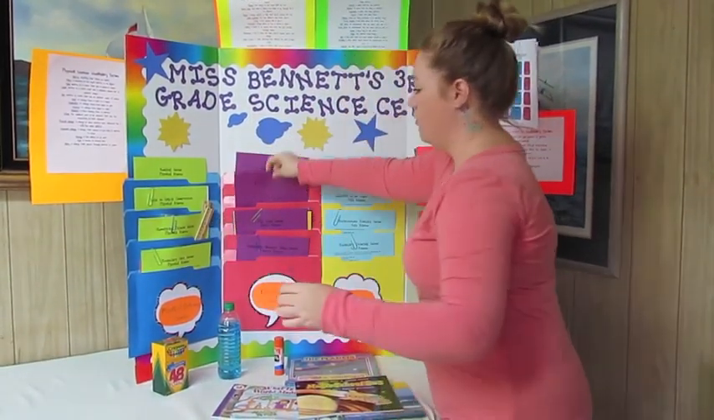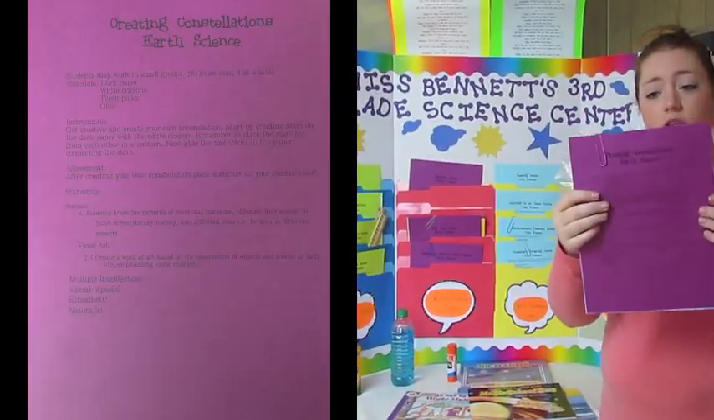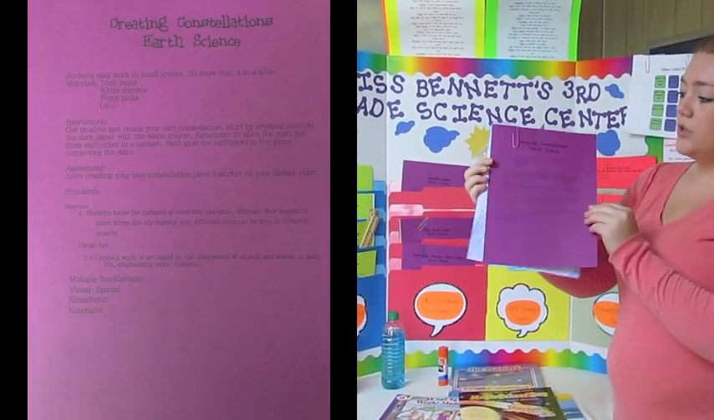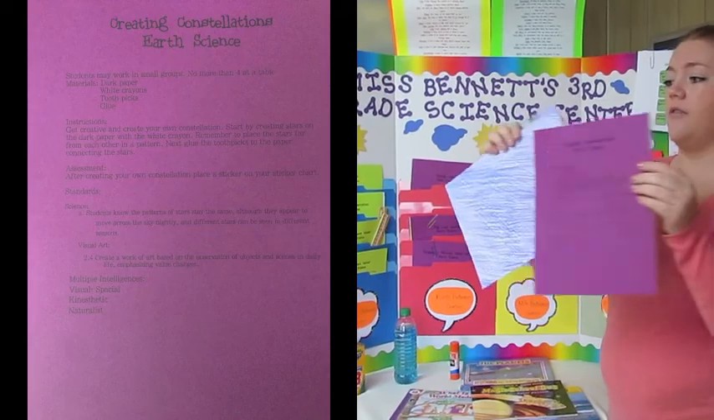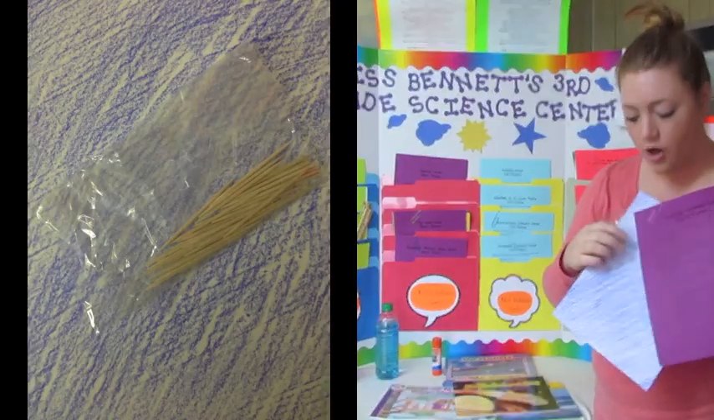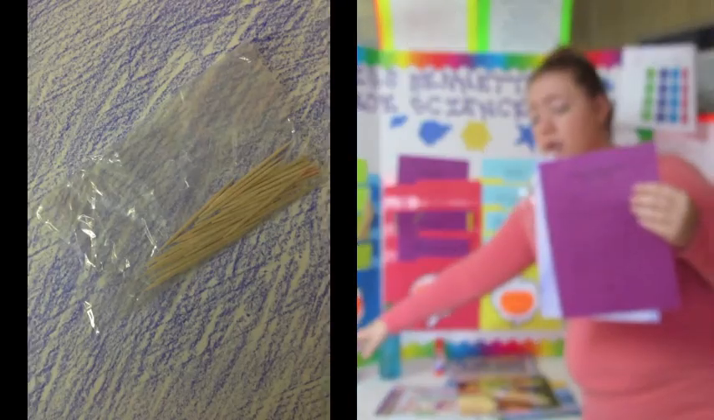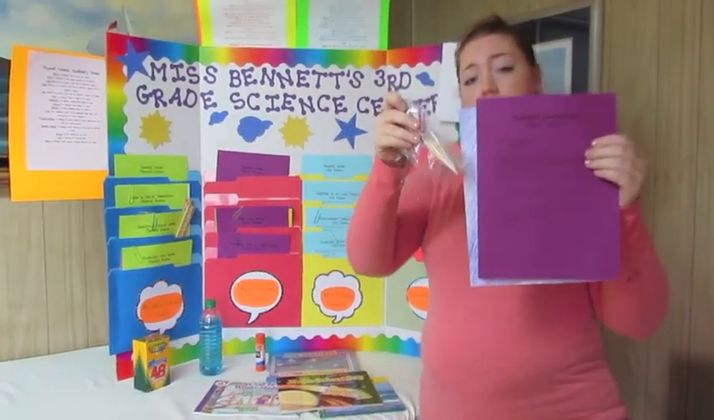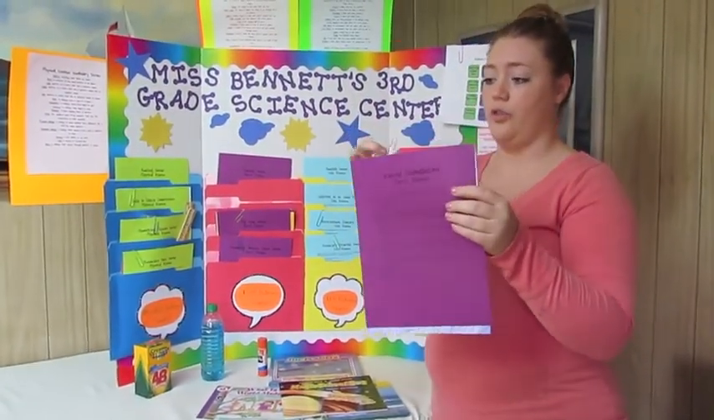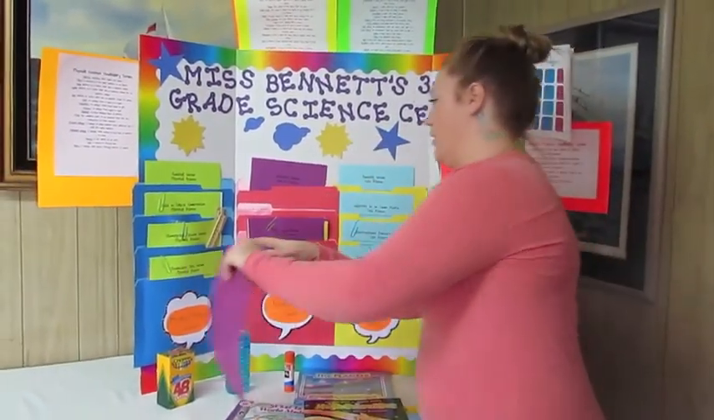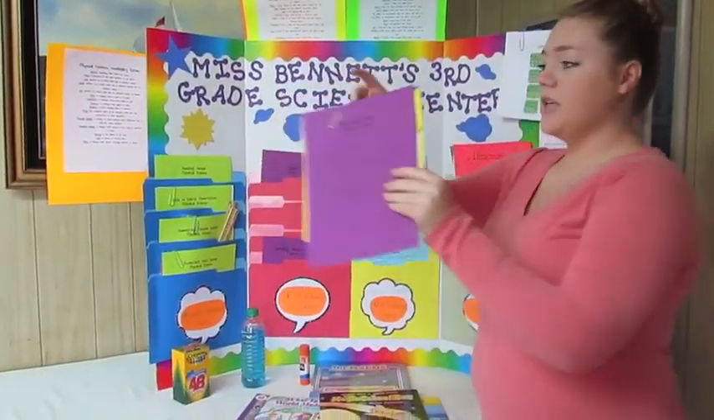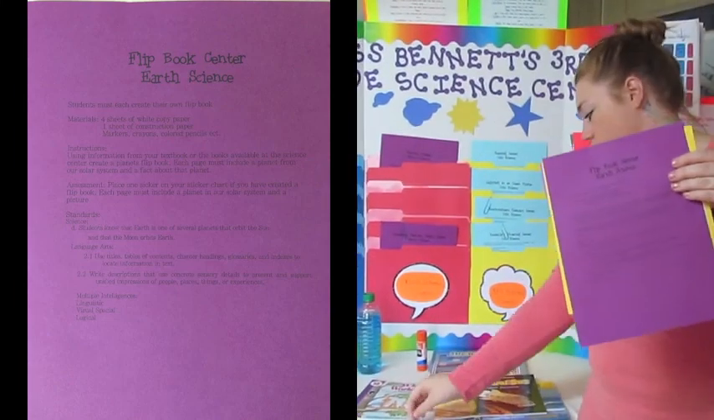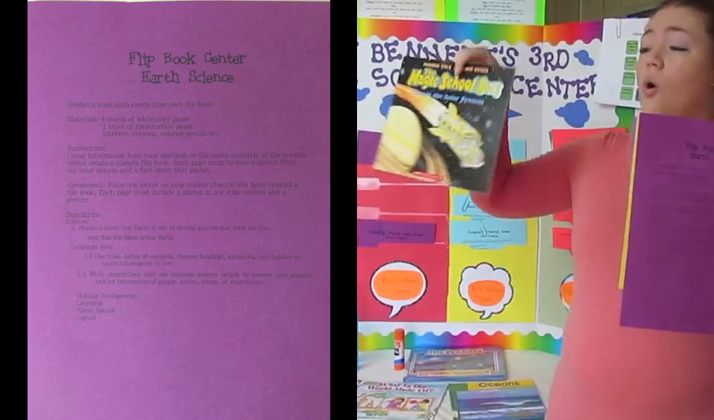Then we'll move down. There's a Creating Constellation Center. So the students will read the card, then they have a piece of dark colored paper. They can use crayons, they can use colored pencils and glue, and then they use the toothpicks to create the constellation on their paper.